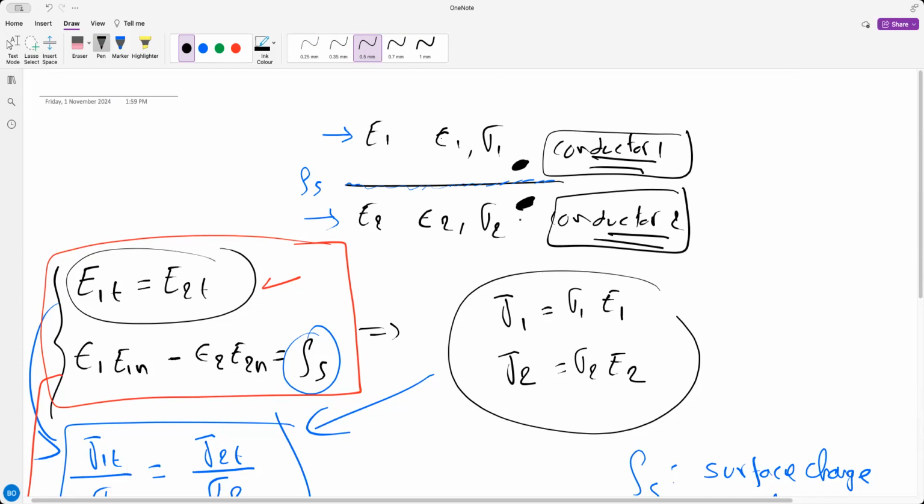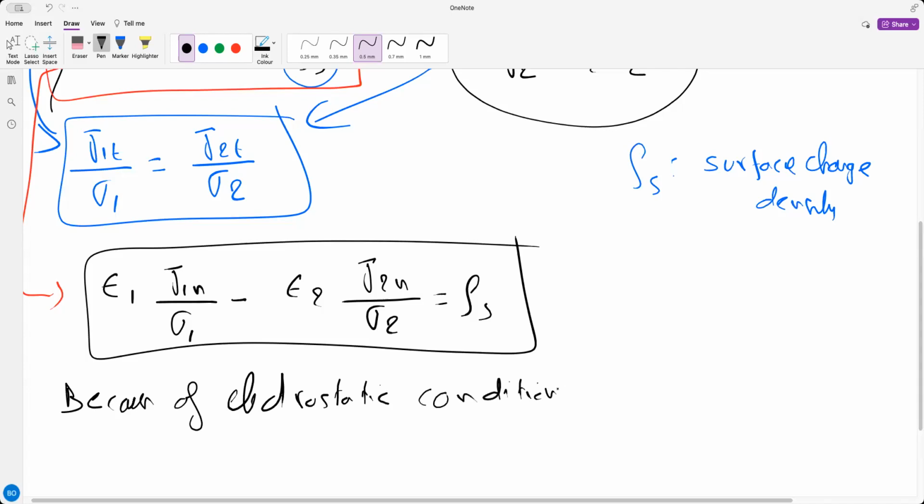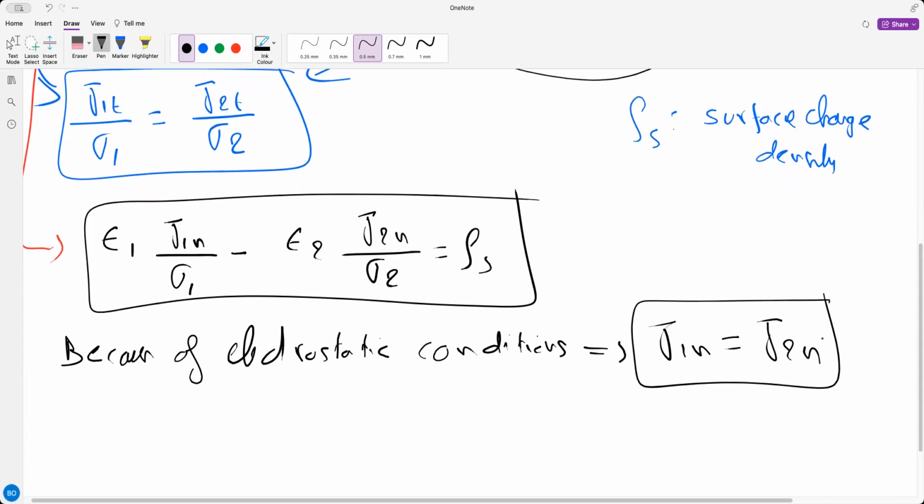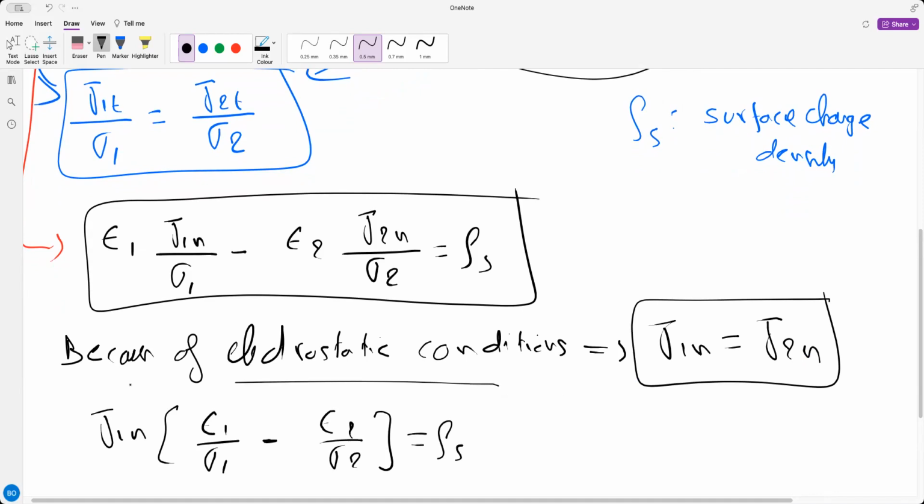There is no change of the charge or the current density as a function of time. We will see it in chapter 6 when they change. But in this case, because of electrostatic conditions, J1n must be equal to J2n. Otherwise, we will not have conservation of energy. So this means that J1n times epsilon 1 over sigma 1 minus epsilon 2 over sigma 2 will be equal to rho s.